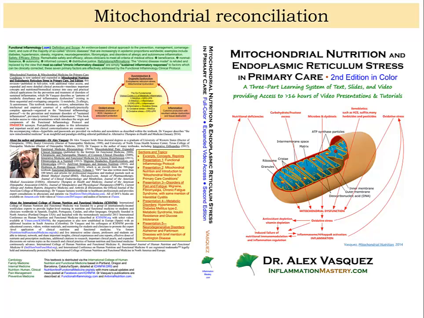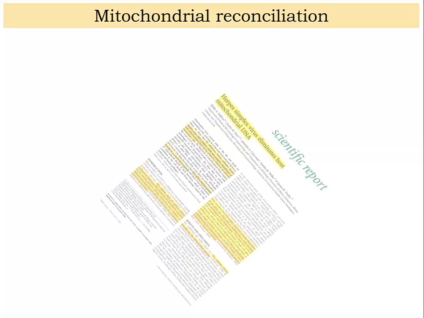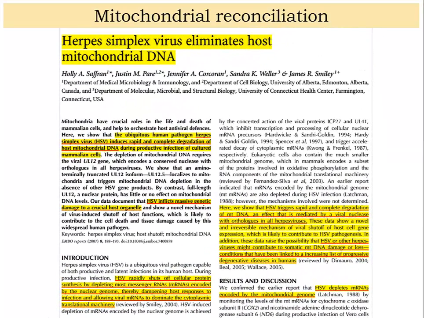Now, I want to show you exactly how these herpes virus infections can cause mitochondrial impairment, because a direct mechanism does exist, and it's actually very, very simple. Let's look at that research right here. Herpes simplex virus eliminates host mitochondrial DNA. And as we probably all know by now, host mitochondrial DNA is what produces the proteins for the electron transport chain. So a consequence of herpes virus infections is destruction of the mitochondrial electron transport chain.